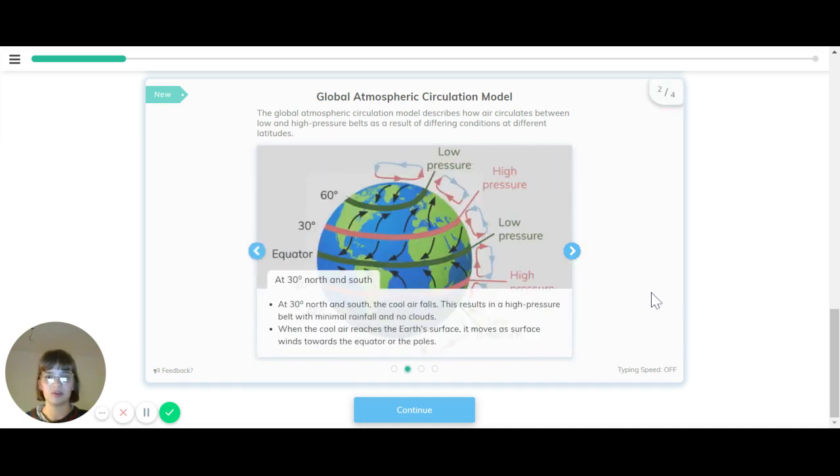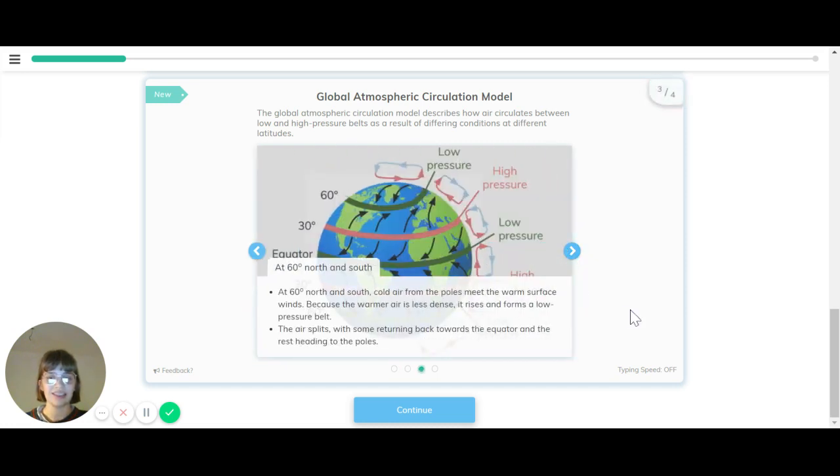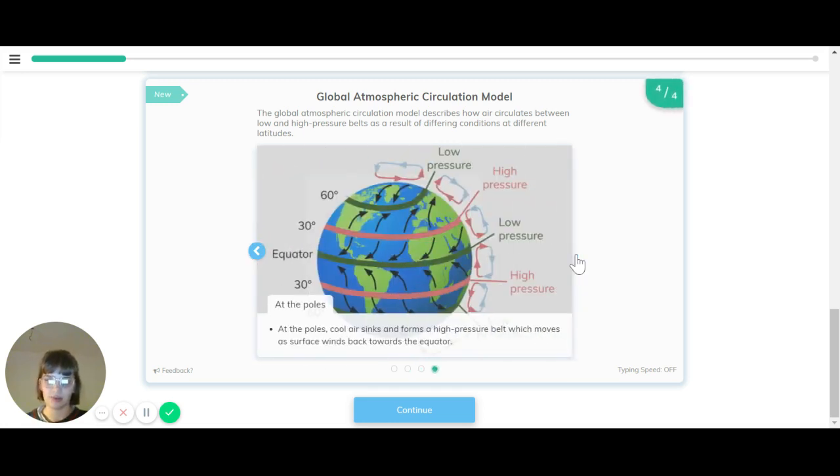So then let's go to 30 degrees north and south. At this part of the Earth, the cool air falls, resulting in a high pressure belt with minimal rainfall and no clouds. Then, when the cool air reaches the Earth's surface, it moves as surface winds towards the equator. Then, at 60 degrees north and south, cold air from the poles meets the warm surface winds. Because the warmer air is less dense, it rises and forms a low pressure belt. The air splits, with some returning back towards the equator and the rest heading towards the poles.